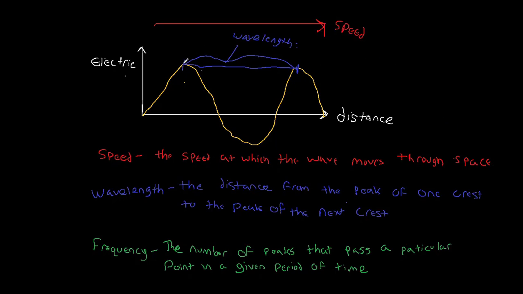So now we have three parameters. We have wavelength, which is the distance from one crest to the next. We have frequency, which is the number of peaks that pass a point in a given period of time. And we have the speed of the wave, which is characterized by how quickly it moves. So in the next video, I want to put some units to these different terms and discuss how they're related to each other.